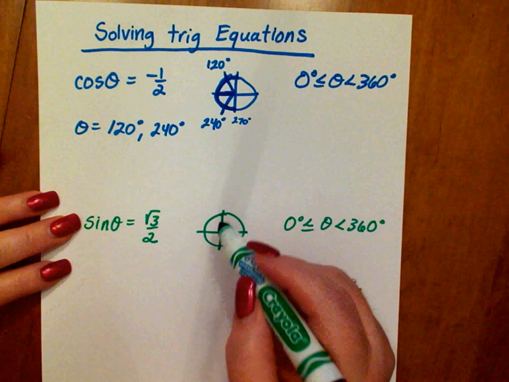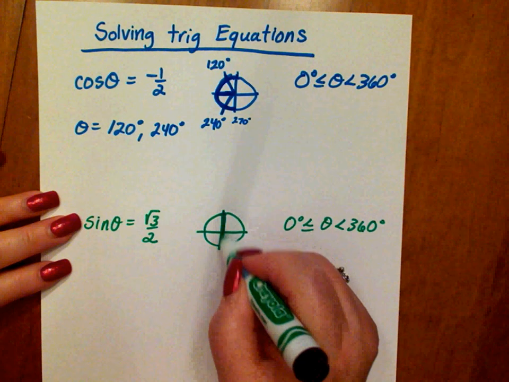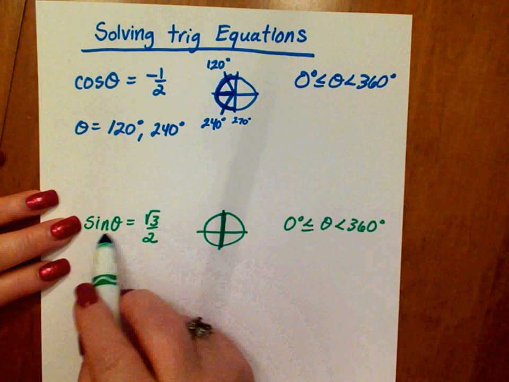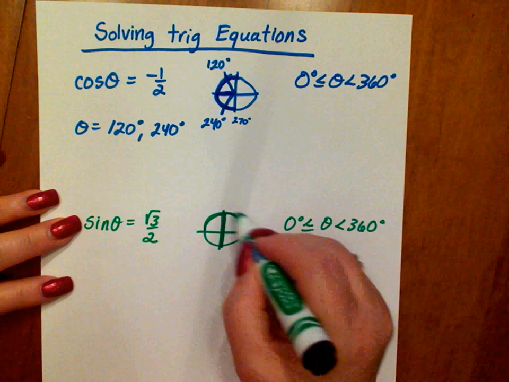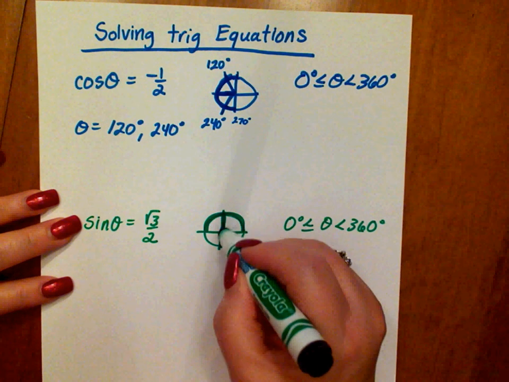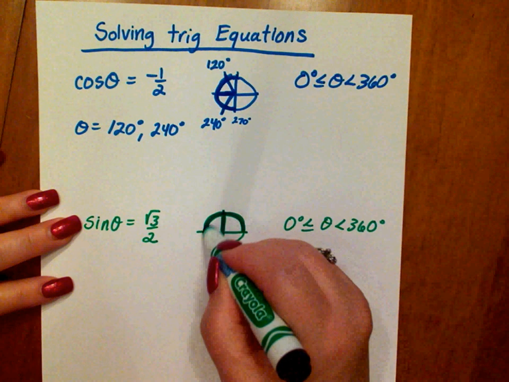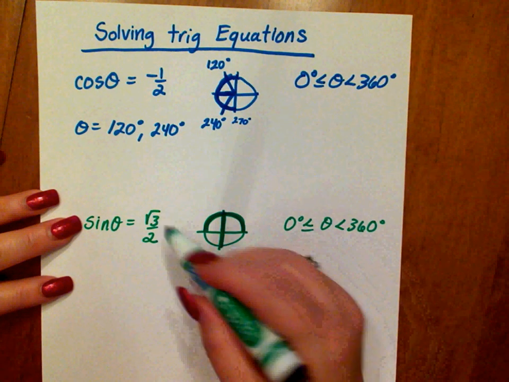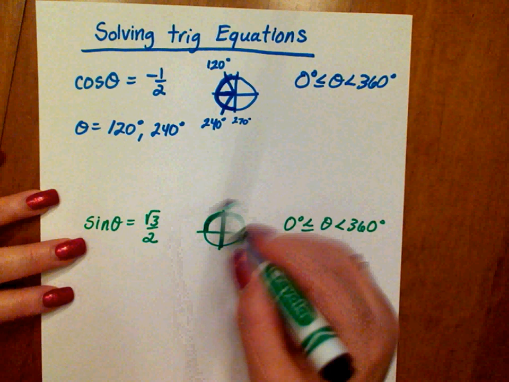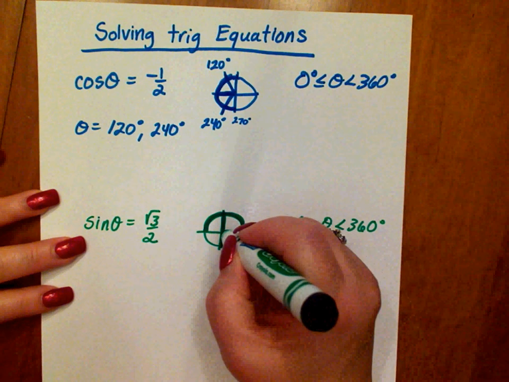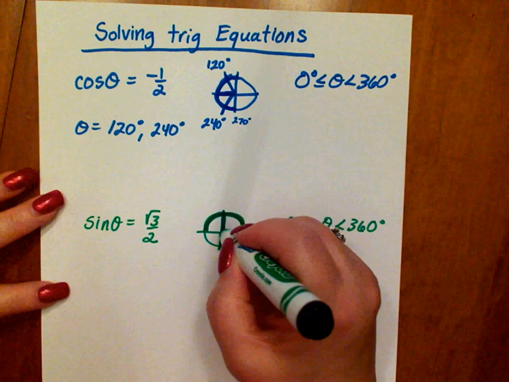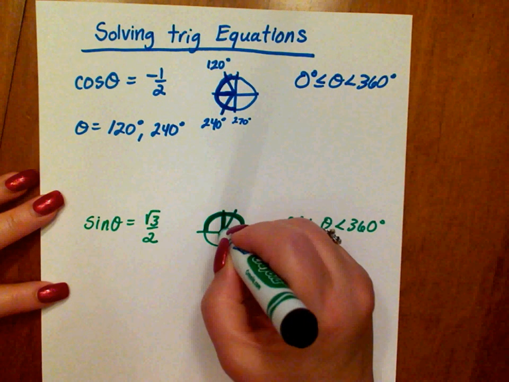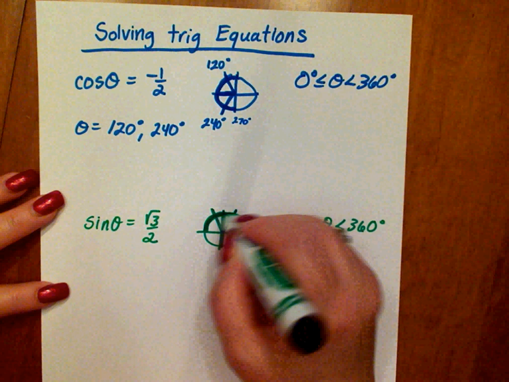Sine is y. Remember that is associated with the y-axis, and they're asking me where is sine positive square root of 3 over 2. To start with, I know that that's the upper hemisphere of the circle, because that's where the y-axis is positive, only in the top half of the circle. Square root of 3 over 2 is the big one, and so that is going to be where it goes up more and, you know, not less. So it would be like up here, almost in those 60-degree intervals.